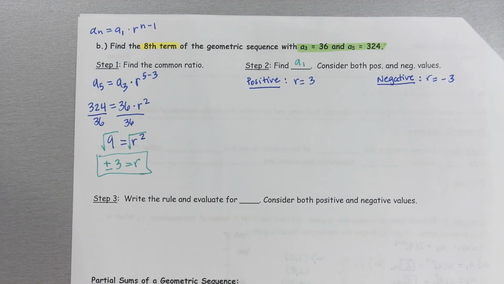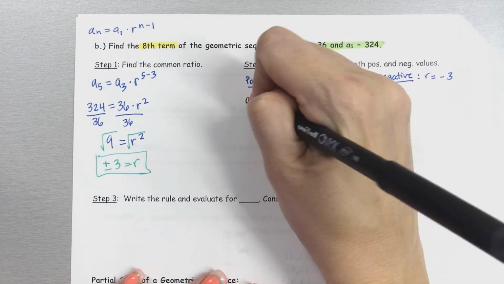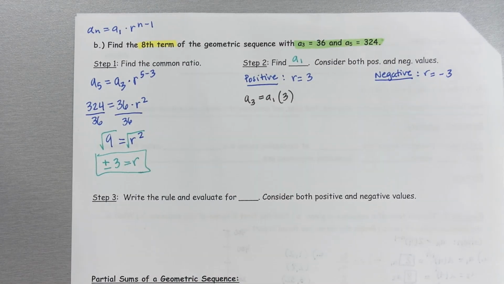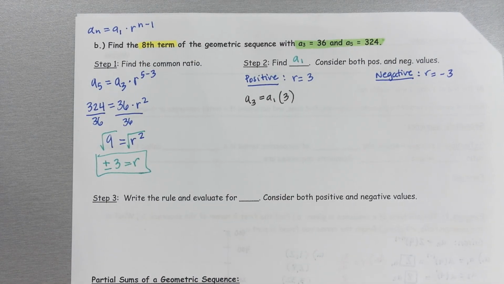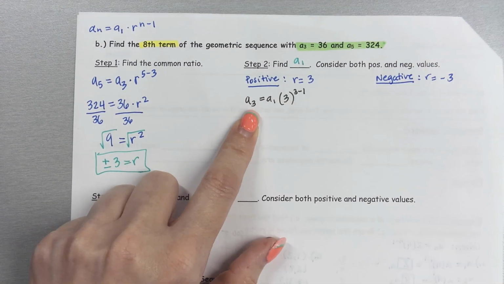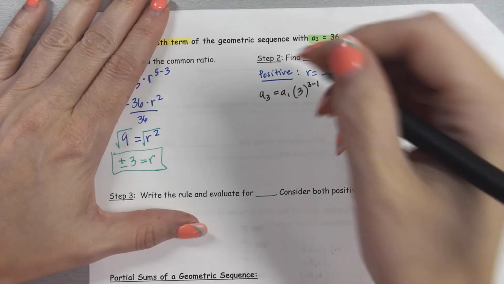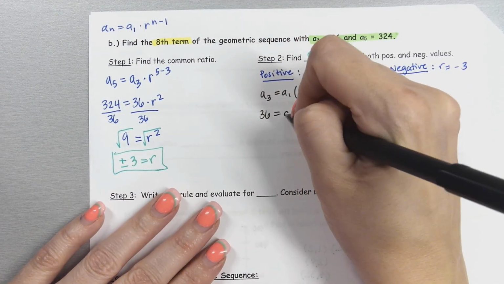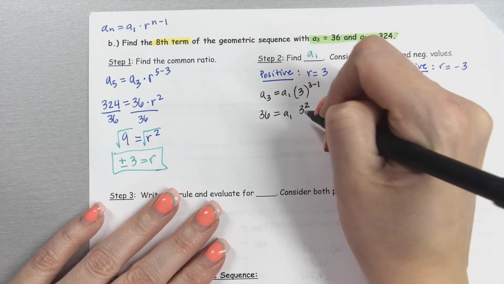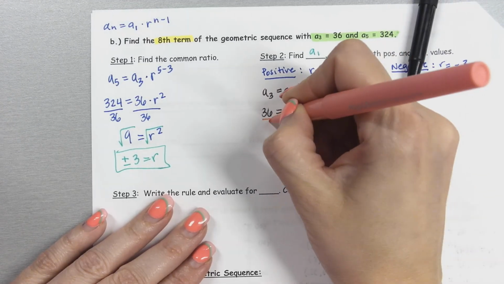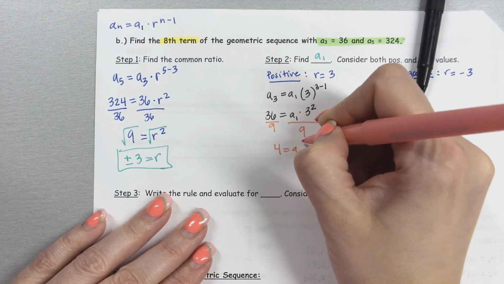Okay, so with our equation, you can plug in either a sub 3 or a sub 5 to start. It does not matter. Okay, and then if you use 3, you would do 3 minus 1. If you use the 5, do that to the 4th power. Okay, so a sub 3 I know is 36. And then 3 squared is going to be 9. I'm just going to divide both sides by 9 to find that a sub 1 is 4.